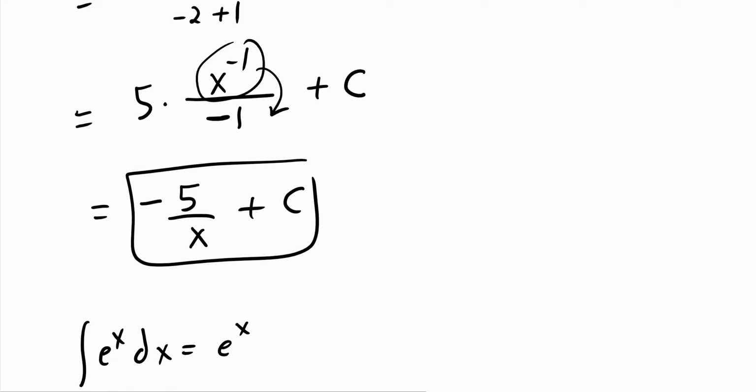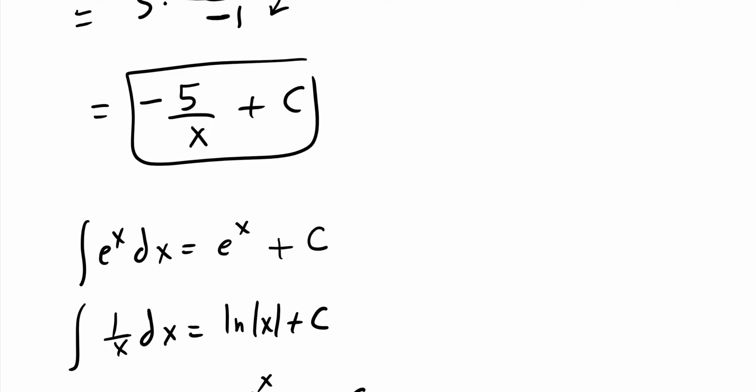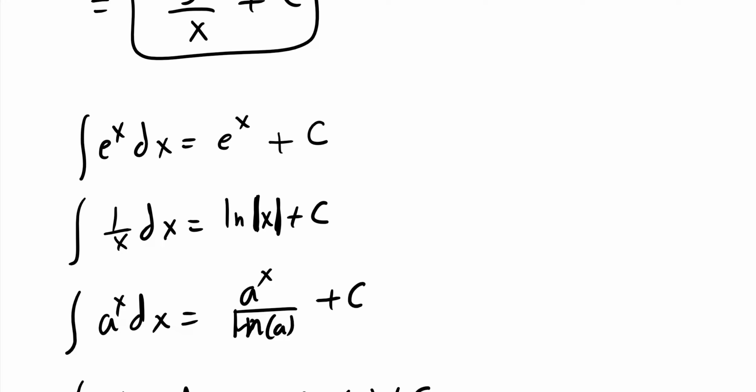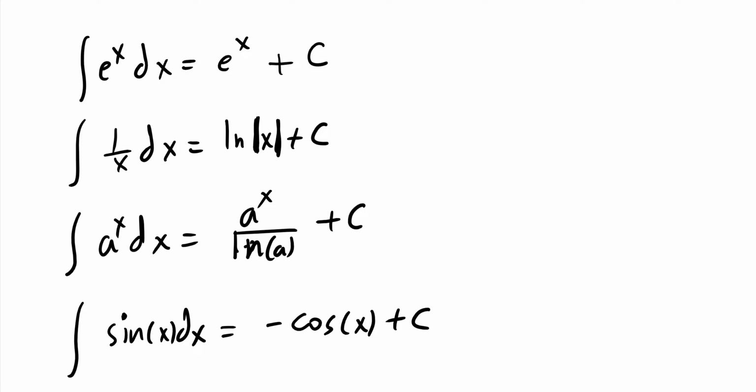The first one is e to the x. The antiderivative of e to the x is simply e to the x plus c, because the derivative of e to the x is e to the x. The antiderivative of 1 over x dx is the natural log of the absolute value of x plus c. Don't forget the absolute value. The antiderivative of any constant a to the x is a to the x over natural log of a plus c. The antiderivative of sine is negative cosine.